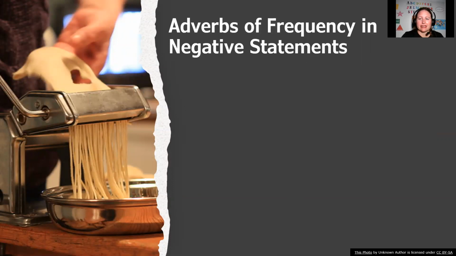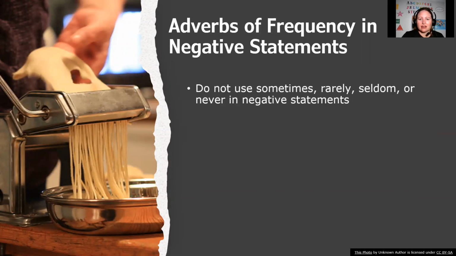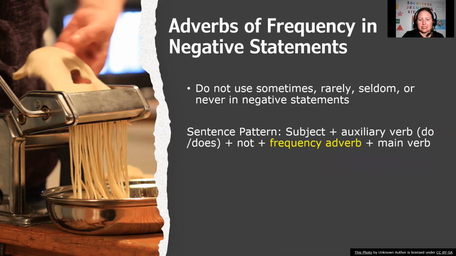Adverbs of frequency in negative statements. Do not use sometimes, rarely, seldom, or never in negative statements. The sentence pattern is the subject, I, you, we, they, he, she, it, plus the auxiliary verb, do or does, plus not, plus the frequency adverb, plus the main verb. So the frequency adverb comes between do or does not and the main verb.